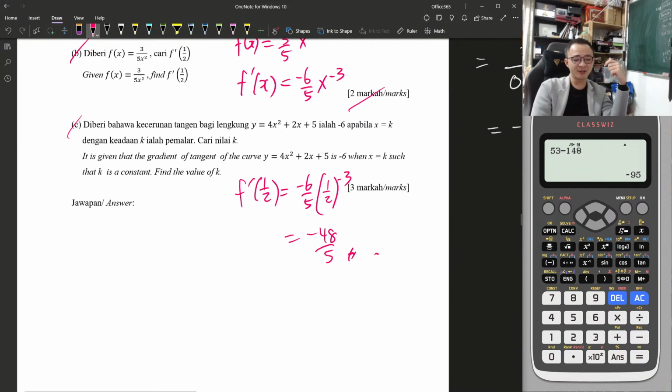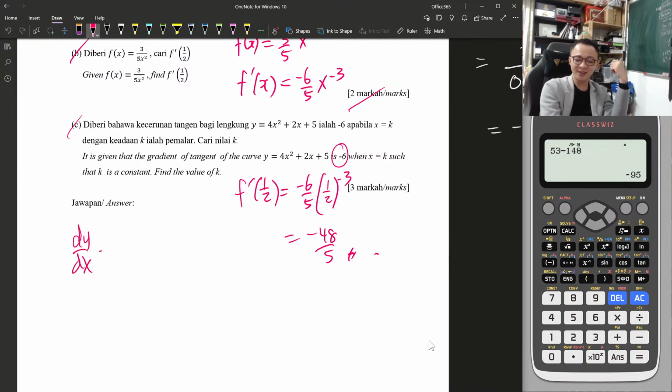So it's given that the gradient of tangent is 6. So gradient of tangent means dy dx after I sub the x value into it. That means that one will be my gradient of tangent. Alright, just like that. So quite easy.